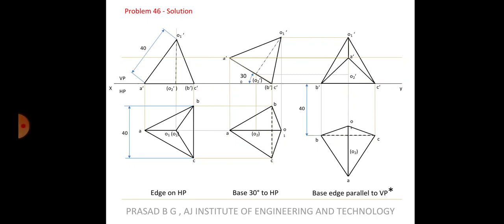A to B is visible, A to C is visible. So if A to B is visible, A to C is visible, then A dash to O1 is also visible. Then remaining is axis. You have to connect the axis O1 to O2. Got it? So this is an example of tetrahedron. So you have only 2 problems on tetrahedron actually. So you need to remember this, how to do this.